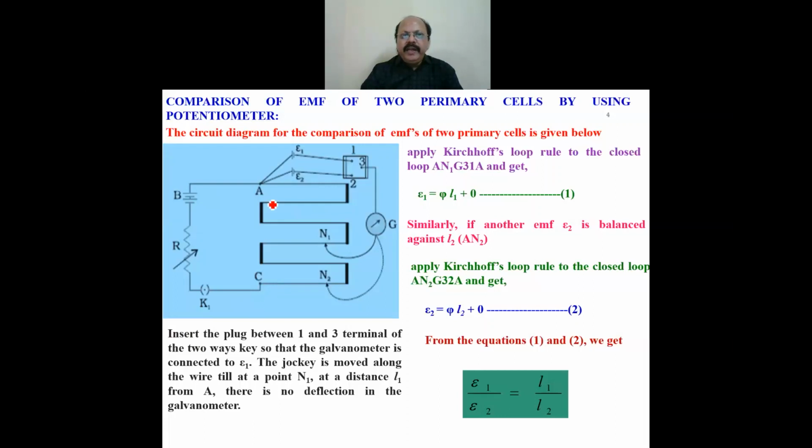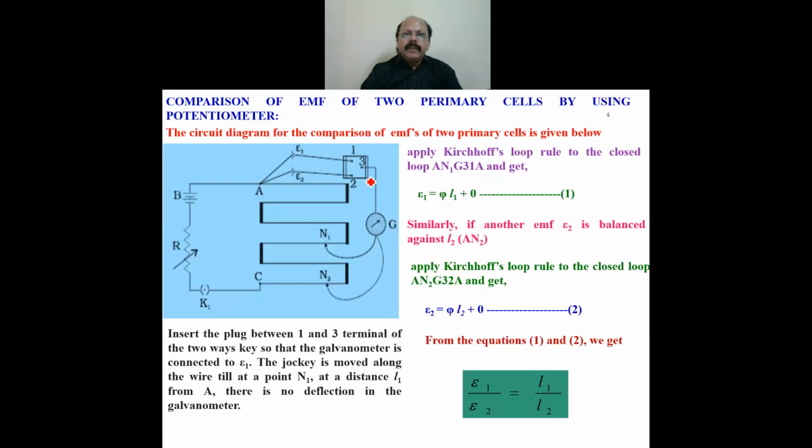Through this point A, we are connecting the two cells whose EMFs are E1 and E2, and their negative terminals are connected to a two-way key which consists of three terminals. So in terminals 1 and 2, the negative terminals of the cells of EMF E1 and E2 are connected, and the third terminal, that is common, and through this a sensitive galvanometer along with the jockey is connected.